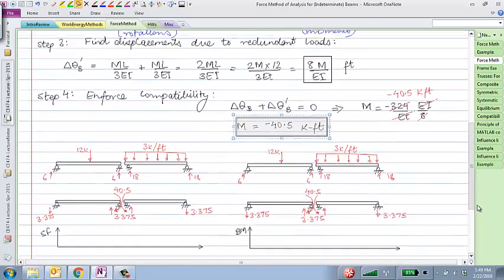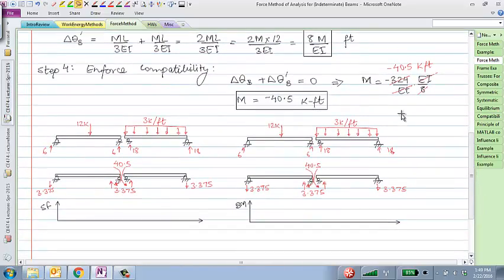So once you have done that, the second part of the problem says find or draw the shear force and the bending moment diagram of the actual beam, the actual indeterminate beam. And that's also not too difficult to solve. You already know what the response of the actual load system is. You know the internal moment is negative 40.5. All you need to do is to just superimpose or add those two results together.